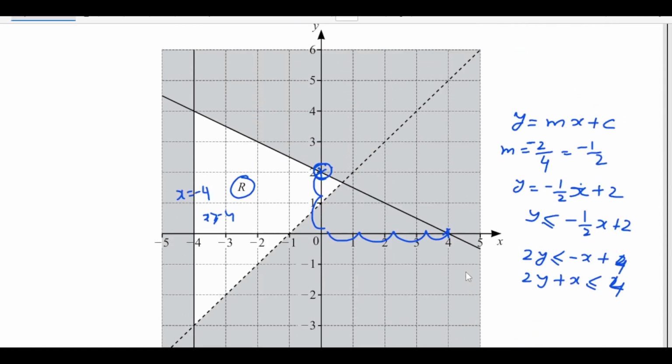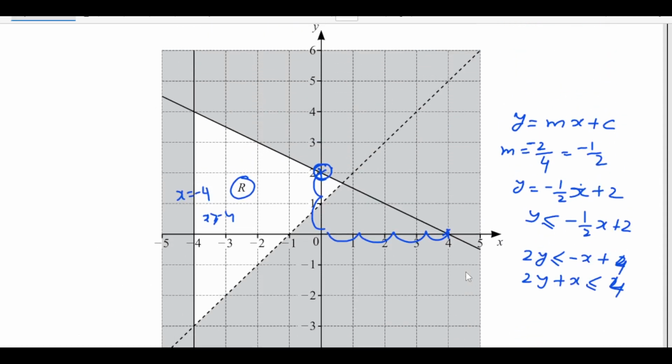Now the next one, the dotted one, this line here. You see this is going upward, so the slope is going to be positive. For this one, we will have y equals mx plus c. The y-intercept here is at 1, it is intersecting at 1 over here, so plus 1.